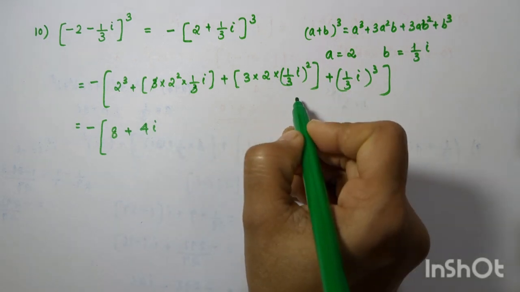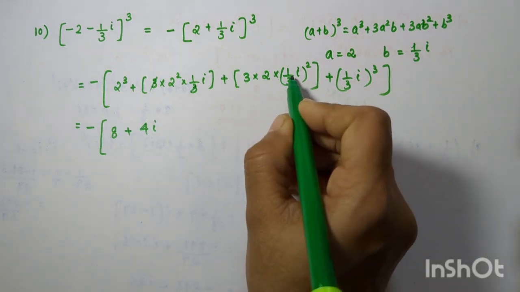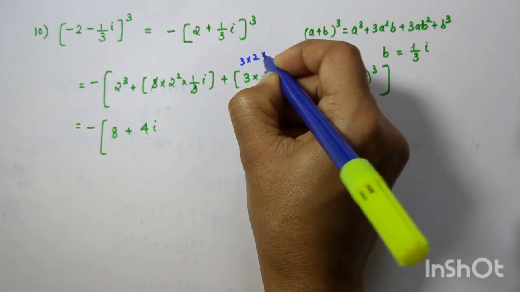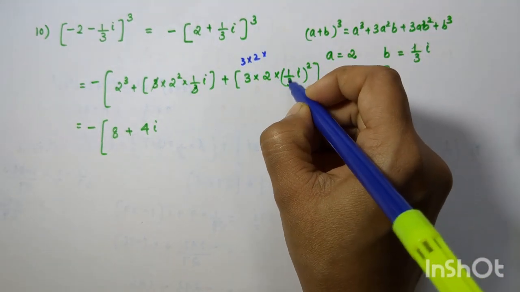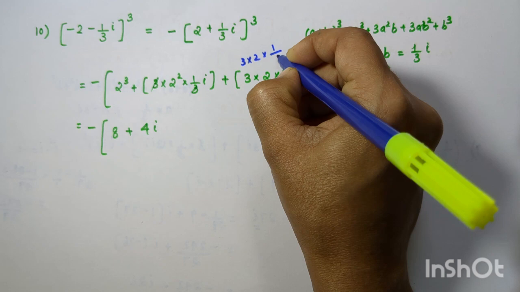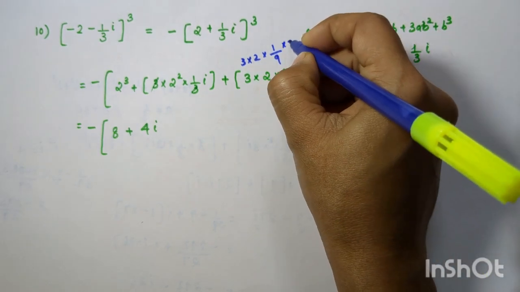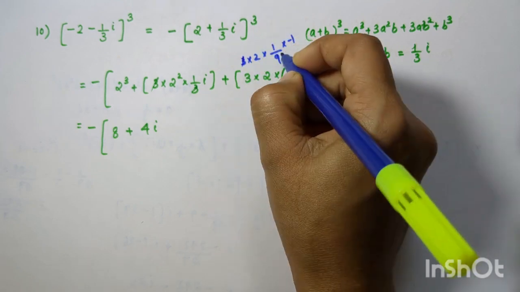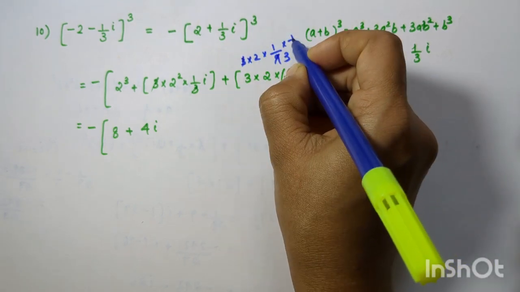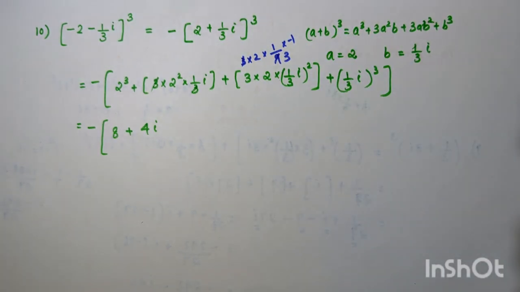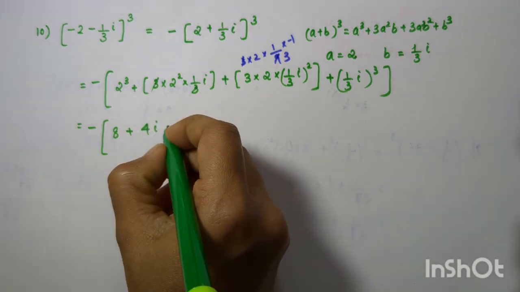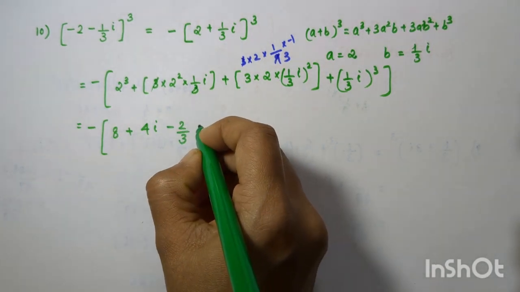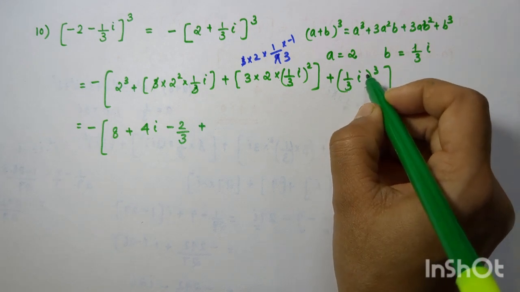Okay, then here you see this is 3 into 2 into 1 by 3i all square. 1 by 3 square is 1 square is 1, 3 square 9, i square is minus 1. So this becomes 3 3s are 9, 2 into minus 1 is minus 2, minus 2 by 3. Okay, so minus 2 by 3 plus 1 by 3i all cube.